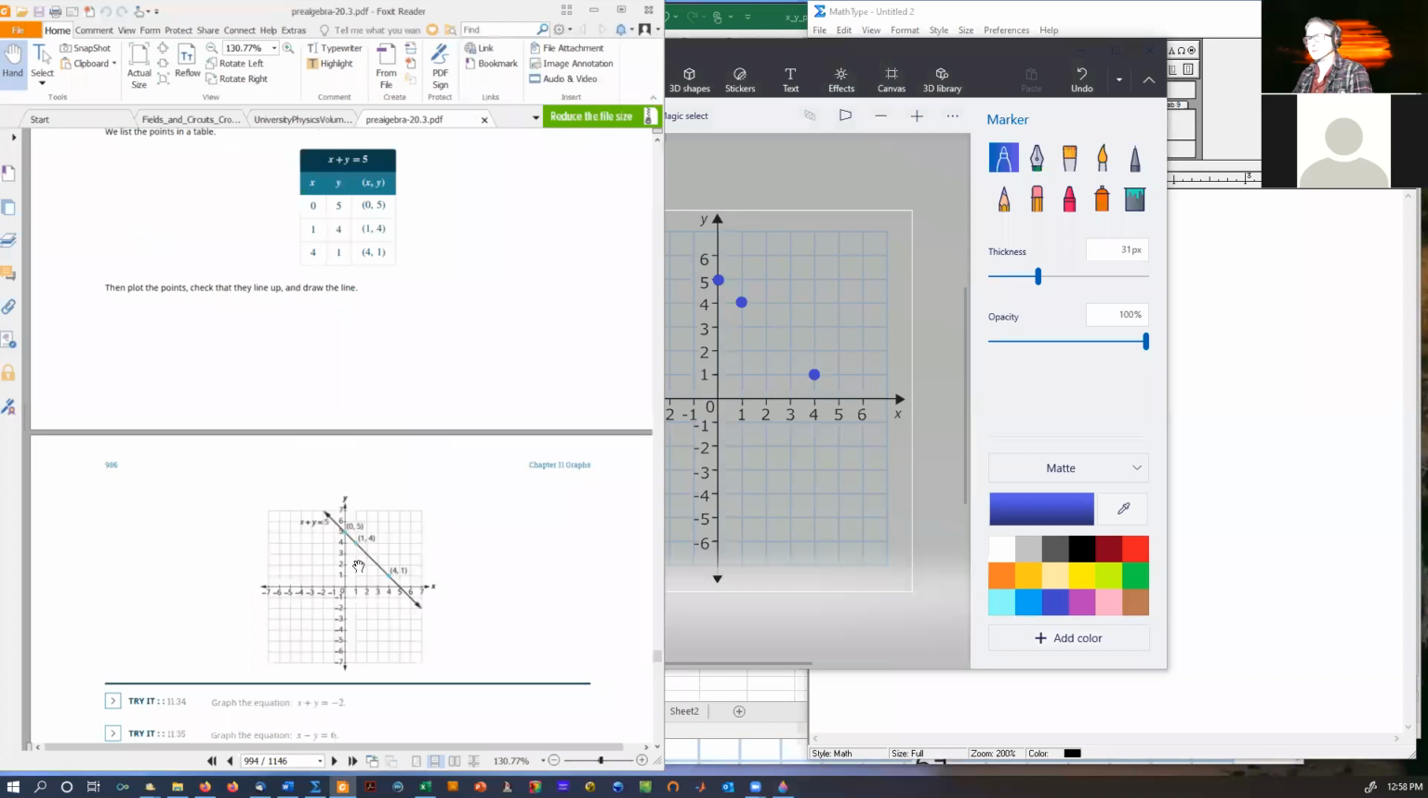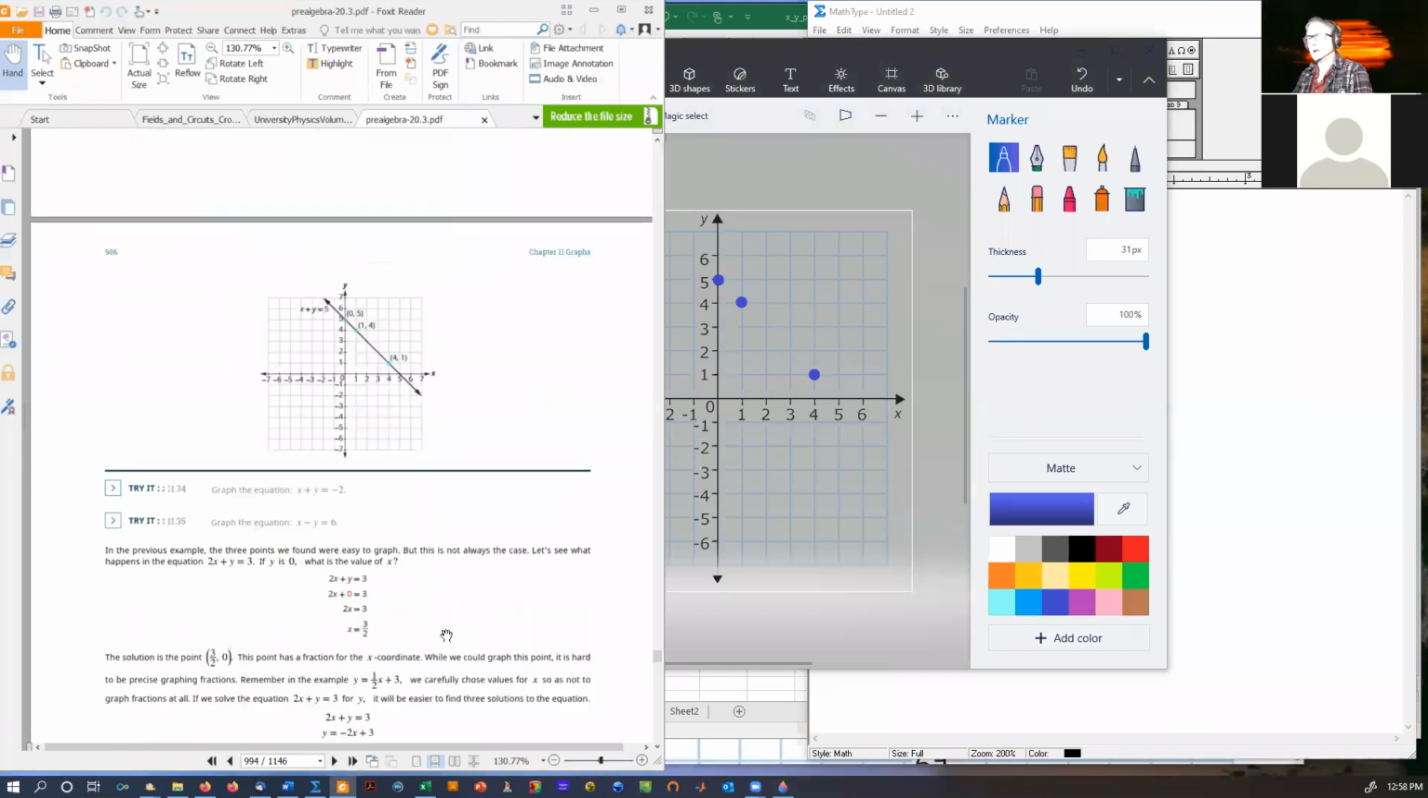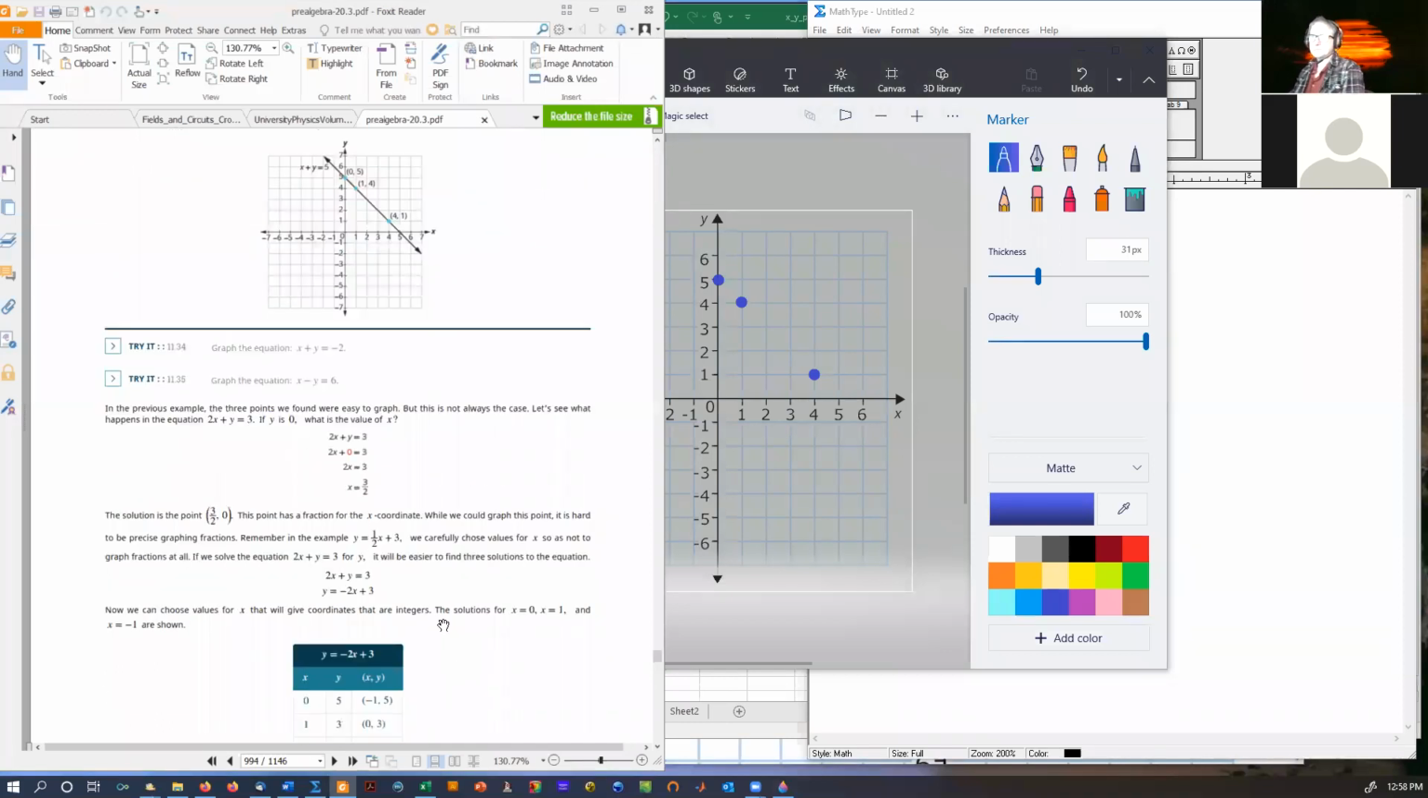Right, and there's the answer, the same answer they got. All right. As I said, in the previous example, the 3 points we found were easy to graph, but this is not always the case. Well, let's see what happens when we have 2x plus y equals 3. If y is equal to 0, what is the value of x?